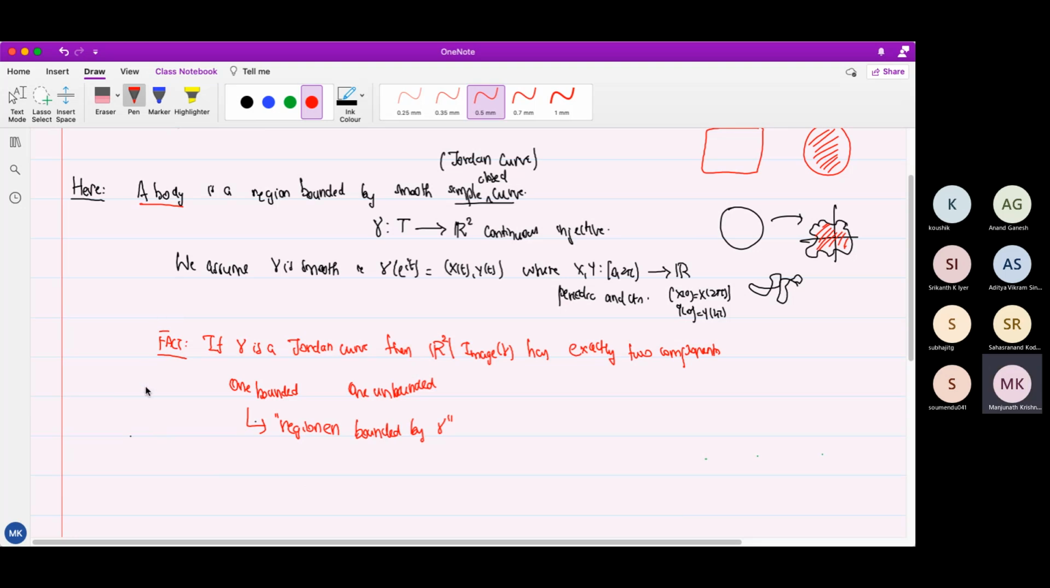Okay, so what is its perimeter? So let's call it, now another fact is, this region, let's call it omega gamma. So now we can talk about the area of omega gamma. It's just the Lebesgue measure. Of course, you have to be sure that this is measurable.